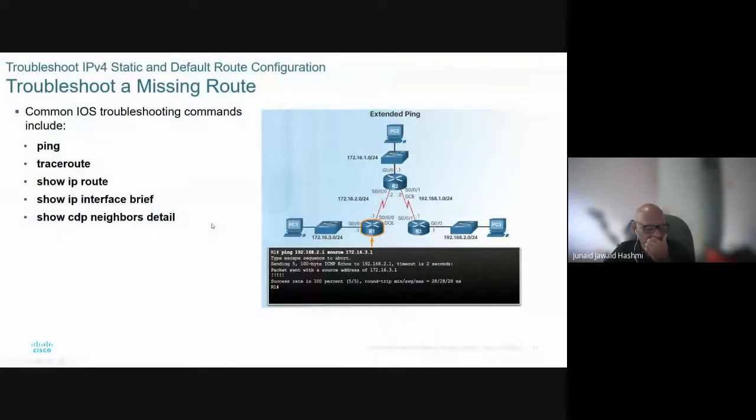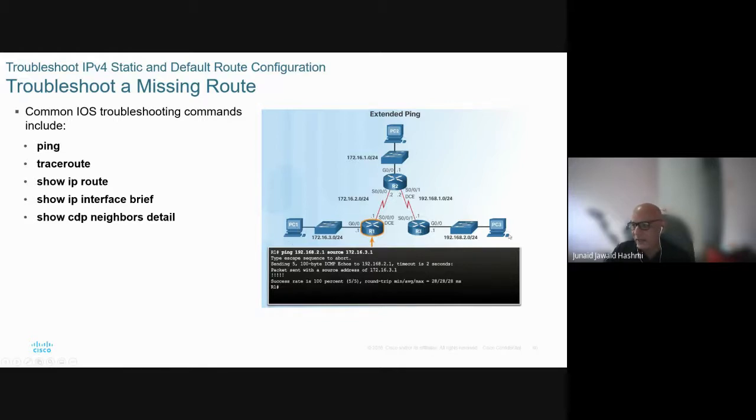So once you configure static and default routes, how do you troubleshoot? Same commands: ping, traceroute, show IP route, show IP interface brief. Maybe the IP address is not assigned correctly on the interface. Maybe the interface is down. Also, remember the command show CDP neighbors. Yes, you can also use that command. So all these commands you can use.